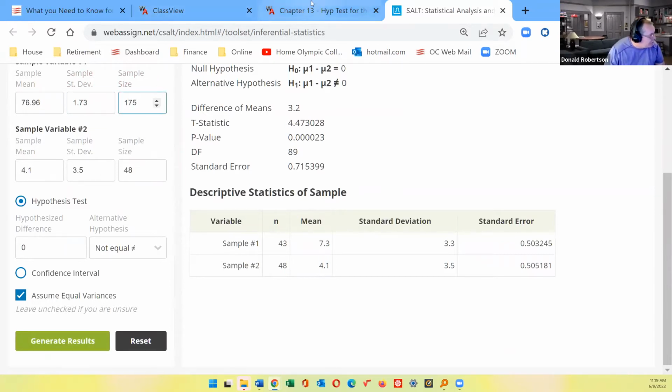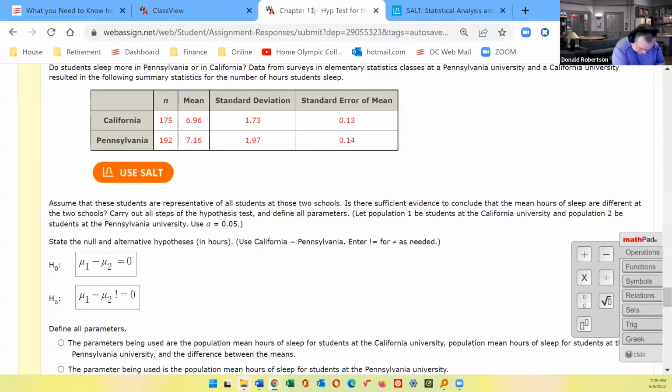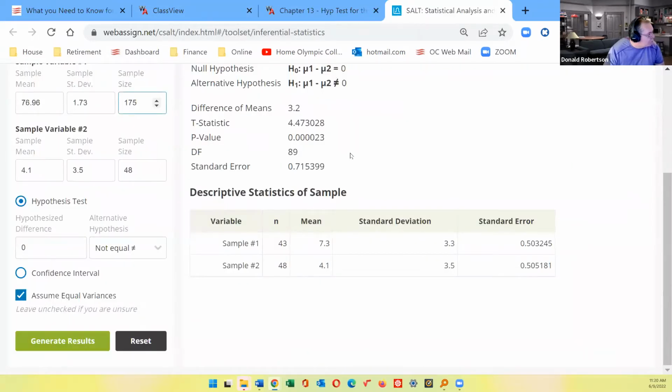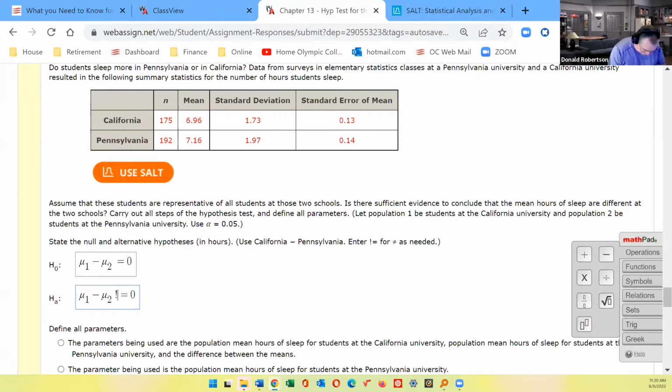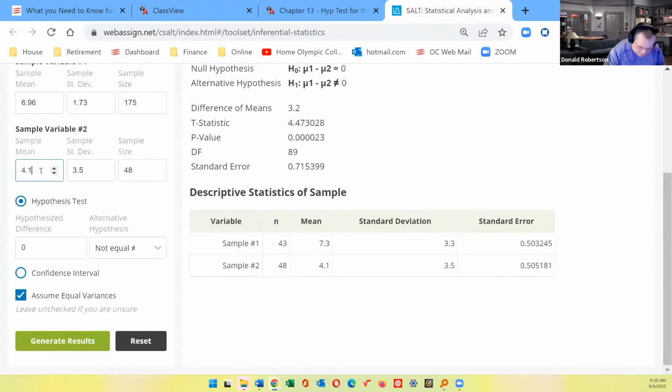And then in the second group, oh wait, did I do something wrong? There's an extra 7 in the mean for that one. Oh God, look at that. Thank you. And the second group was a 7.16, a 1.97, and 192. So I'll put those in for the Pennsylvania people.